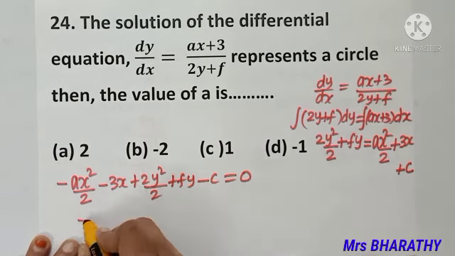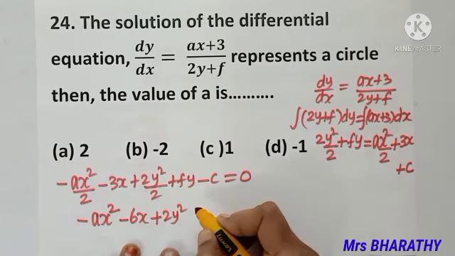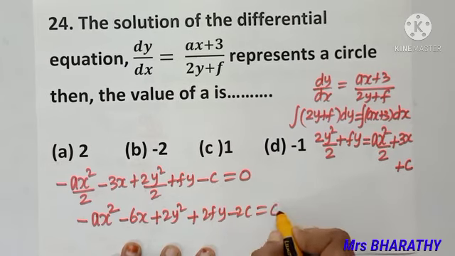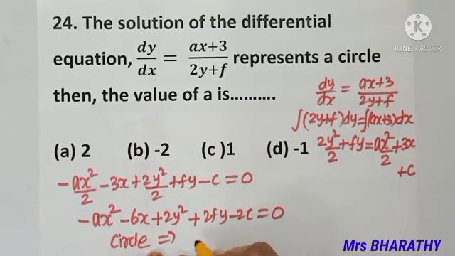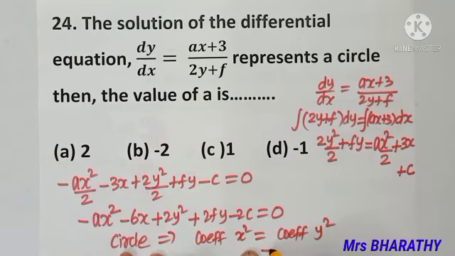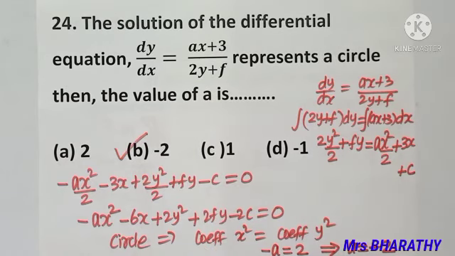Throughout I multiply by 2. I get minus ax square minus 6x plus 2y square plus 2fy minus 2c equals 0. As we know, a circle tells me the coefficient of x square must be equal to the coefficient of y square. As I compare, minus a must be equal to 2, or we get a equals minus 2. Out of the 4 options, option B is the right choice.